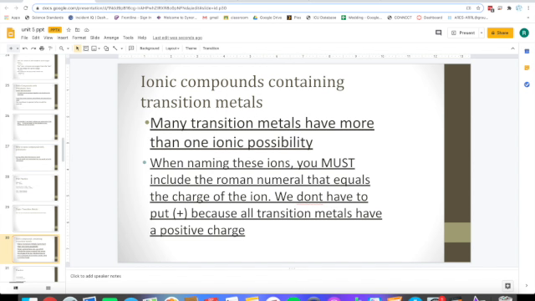Besides this, we will name it and make the compound just like we did the others, where we found the charge and then we crisscross them to make our compound. Now, since these can have more than one charge, I will give you the charge of the transition metal so you know what you need to crisscross and what would be the Roman numeral. So we're going to do some of those examples together.